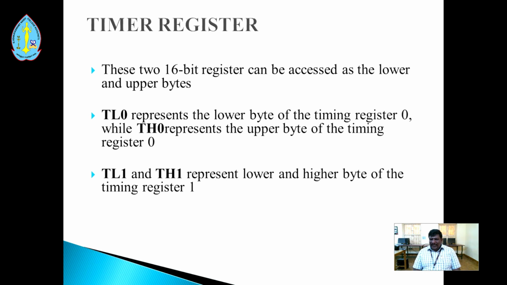Next are TL1 and TH1. They represent the lower byte and higher byte of timing register 1. The timing registers are shortly called T0 and T1. We can split them into TL0, TH0, TL1, TH1 because each is a 16-bit register.